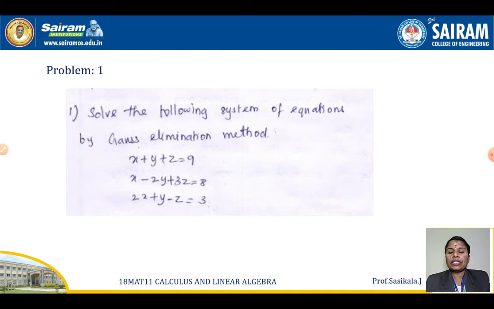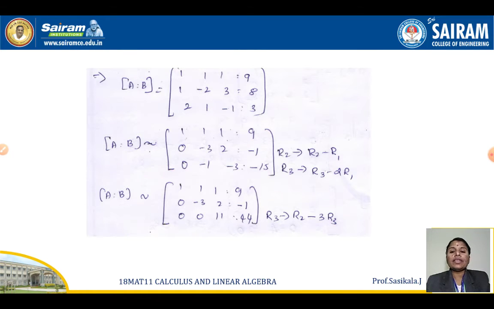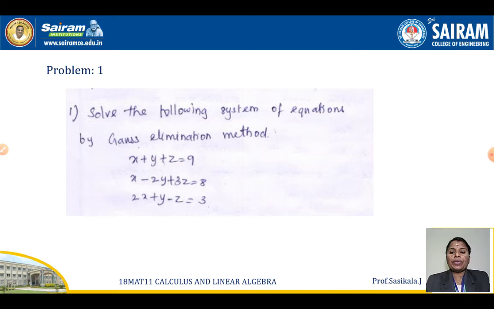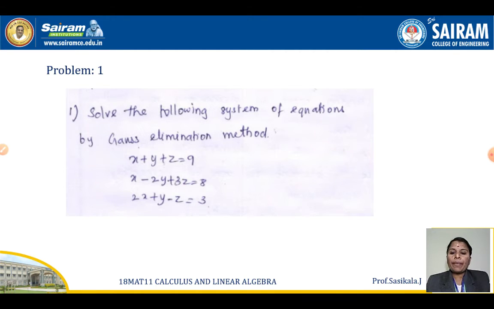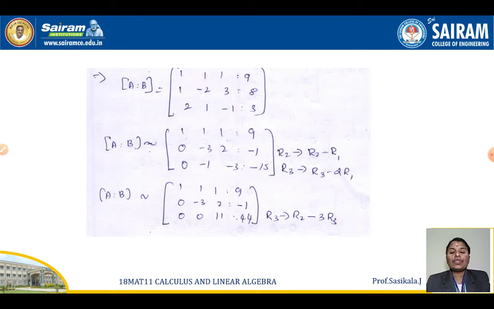First question: solve the following system of equations by the Gauss elimination method. The equations are x plus y plus z equal to 9, x minus 2y plus 3z equal to 8, 2x plus y minus z equal to 3. First I should take the augmented matrix. So I have written 1, 1, 1, 9; 1, minus 2, 3, 8; and 2, 1, minus 1, 3. This is the equivalent matrix.